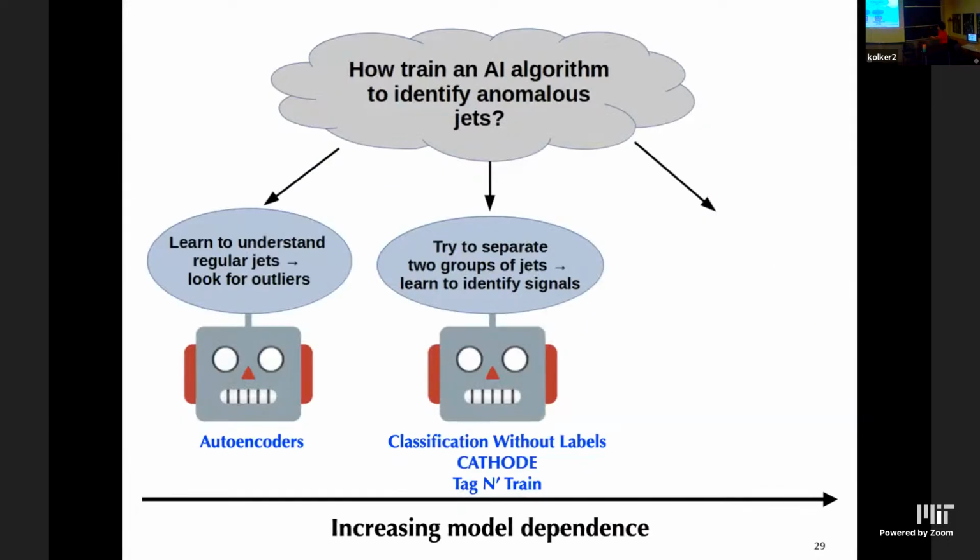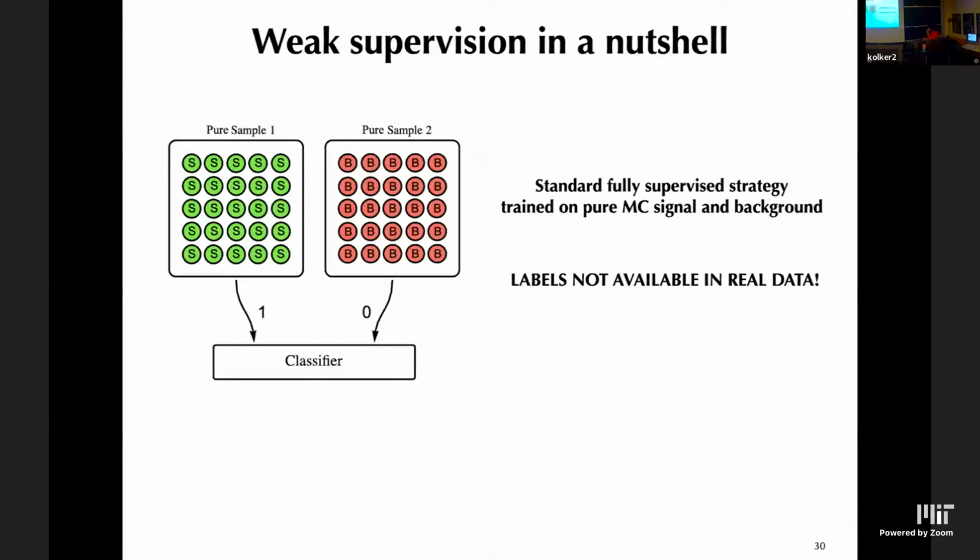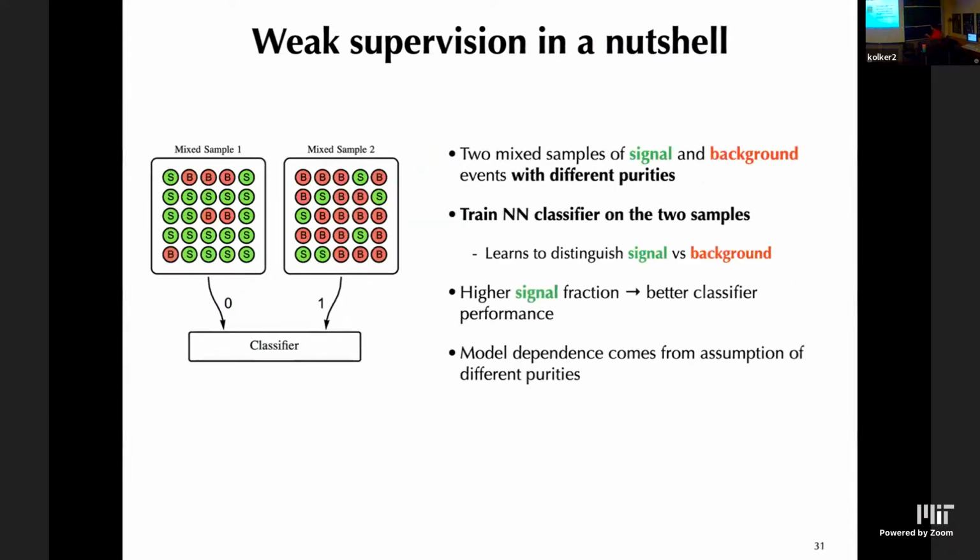There are also other ways which have some assumptions. In this case, in a weakly supervised fashion, we try to separate the two groups of jets in order to learn to identify signals. In a fully supervised strategy, typically you train on pure Monte Carlo simulation of signal and background, and then you give labels. But if you are training on data, then you do not have labels, so you need to think about something different.